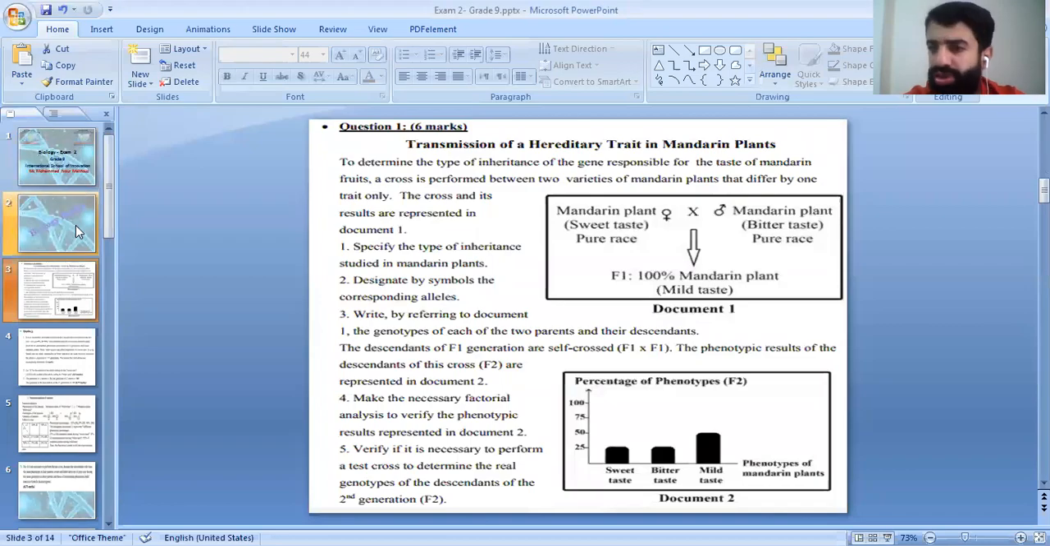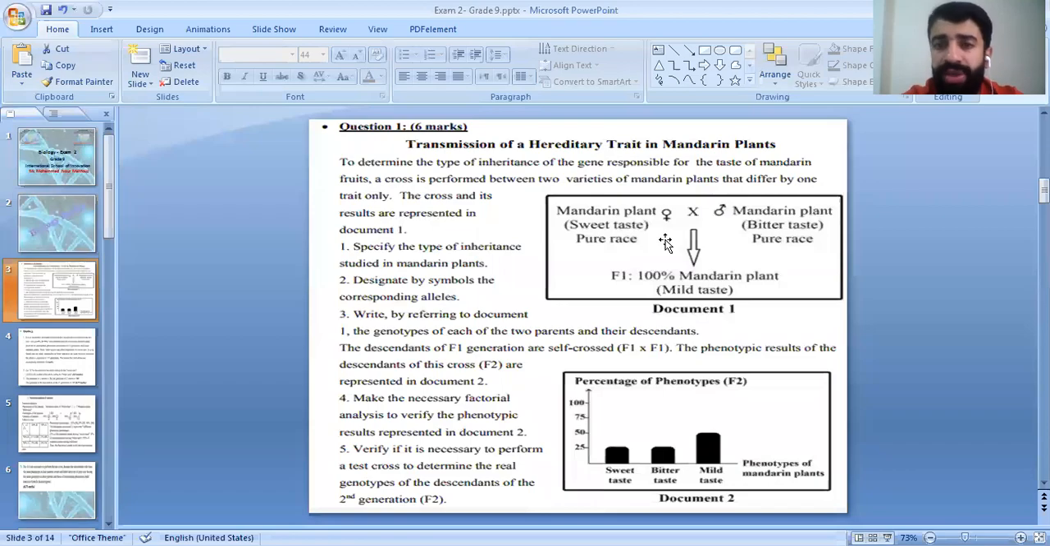So let's start with question number 1. Transmission of hereditary traits in mandarin plants. Determine the type of inheritance of the gene responsible for the taste of the mandarin plants. A cross is performed between two varieties of mandarin plants that differ by one trait only. So what do we call this cross? It's called a monohybrid cross, if the parents are pure and they differ in only one trait. The cross and its results are represented in document 1.